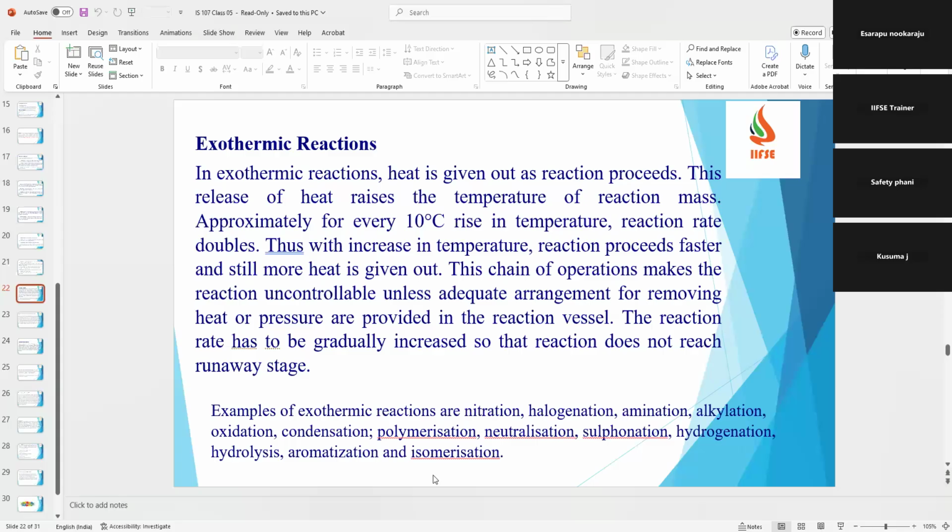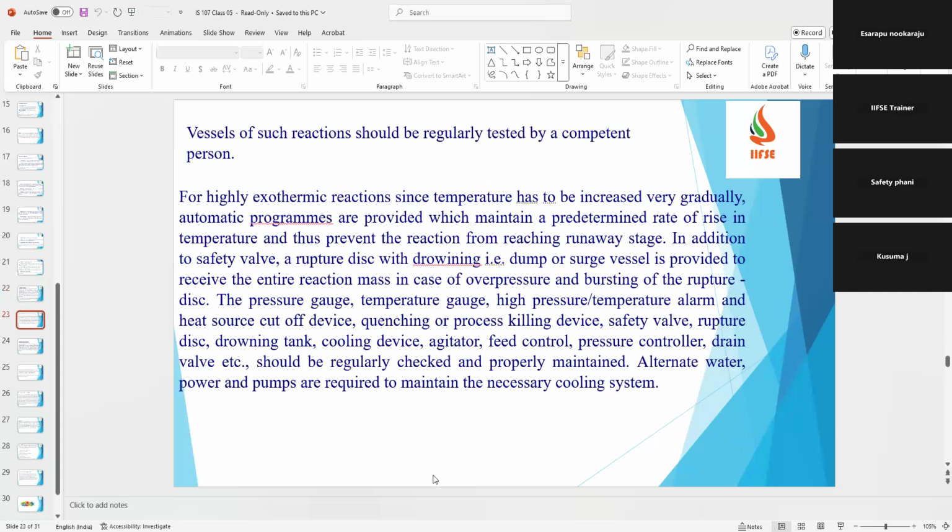Examples of exothermic reactions are nitration, halogenation, amination, alkylation, oxidation, condensation, etc. These are a few examples of exothermic reactions. The vessels of such reactions should be regularly tested by competent persons, where we do NDT or UT, ultrasonic thickness testing, etc.